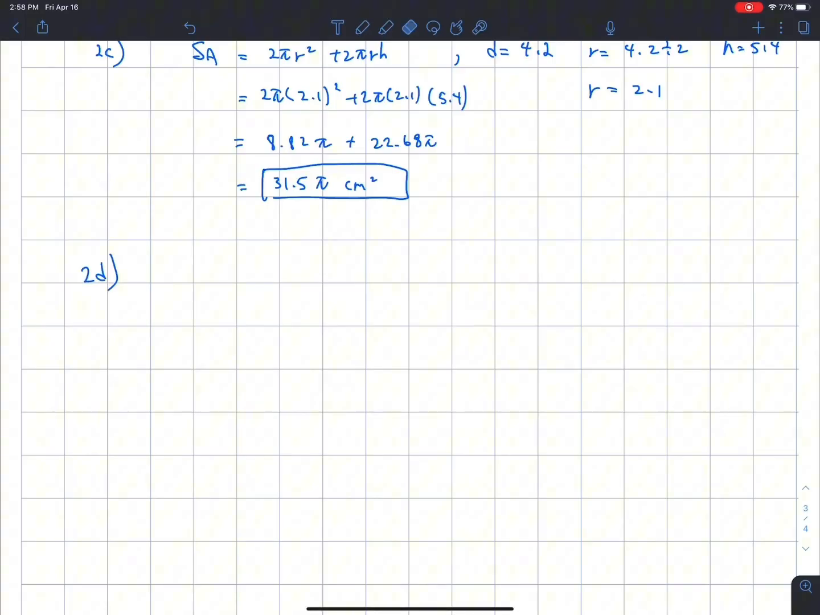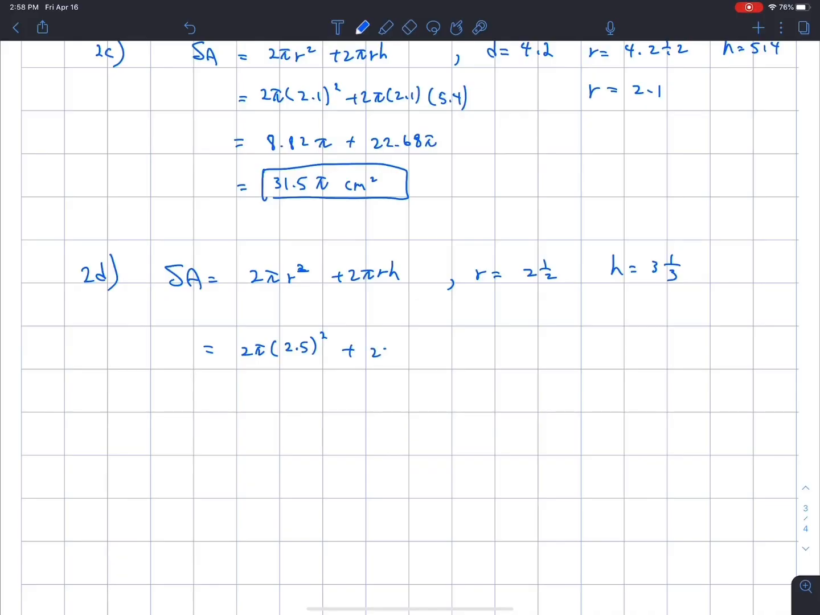2D. Same idea. Surface area equals 2 pi r squared plus 2 pi rh. The radius is 2.5 and the height is 3 1/3. So we get 2 pi r, radius is 2.5, so just 2.5. And height is 3 1/3. I can convert this back into an improper fraction. I should get 10/3. Just easier to type those numbers in. That's why I changed them.